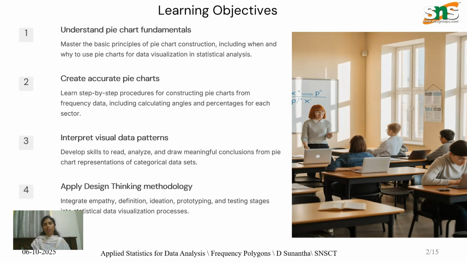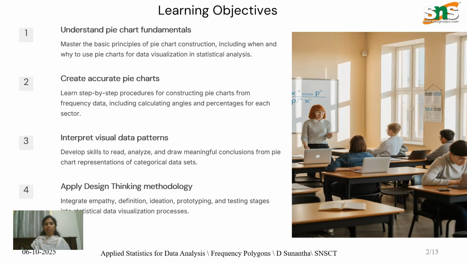So here we are going to see the step-by-step construction of a pie chart from frequency data, which is very raw. So in that, we'll be seeing data which is given in raw data form or in a percentile form. Then we convert that raw data or percentage data into a 360-degree format, which can be incorporated into a pie chart. Next is an interpretation of visual data patterns.